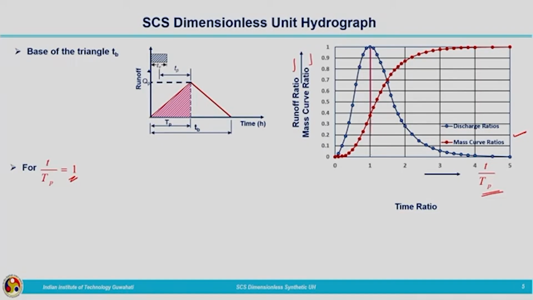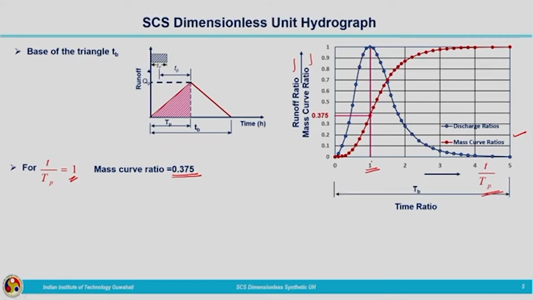Here you can see time corresponding to T divided by Tp, that is equal to 1. Corresponding to that, from the mass curve we can observe that the value is coming out to be 0.375. Mass curve ratio is equal to 0.375 corresponding to T by Tp is equal to 1.